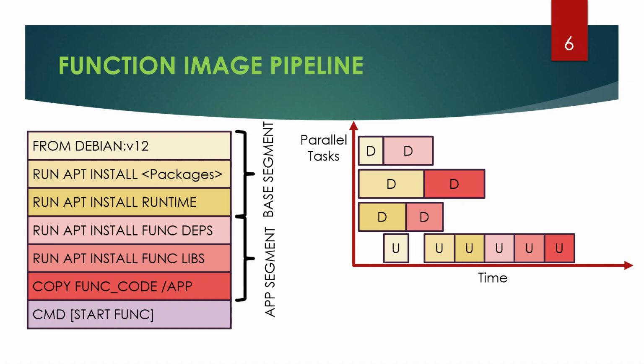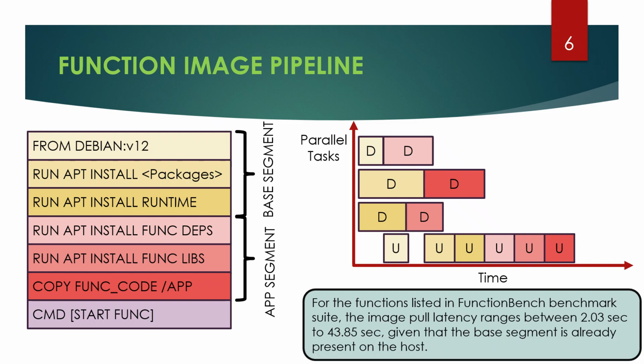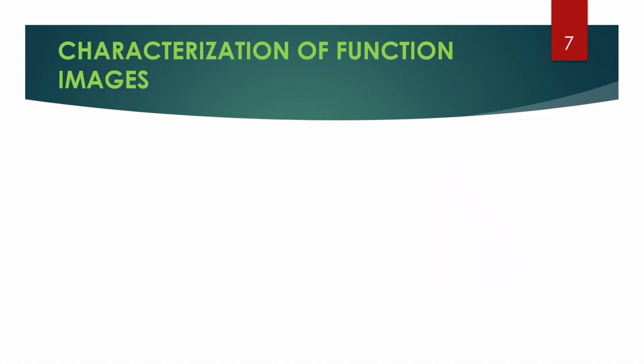Our characterization shows that the image pull latency for functions in FunctionBench ranges from 2 to 43 seconds, which is on the higher end. Since serverless functions typically execute in subsecond timescales, image pull latencies on the order of seconds can significantly degrade the overall performance. While characterizing function images, we focus on three key questions.